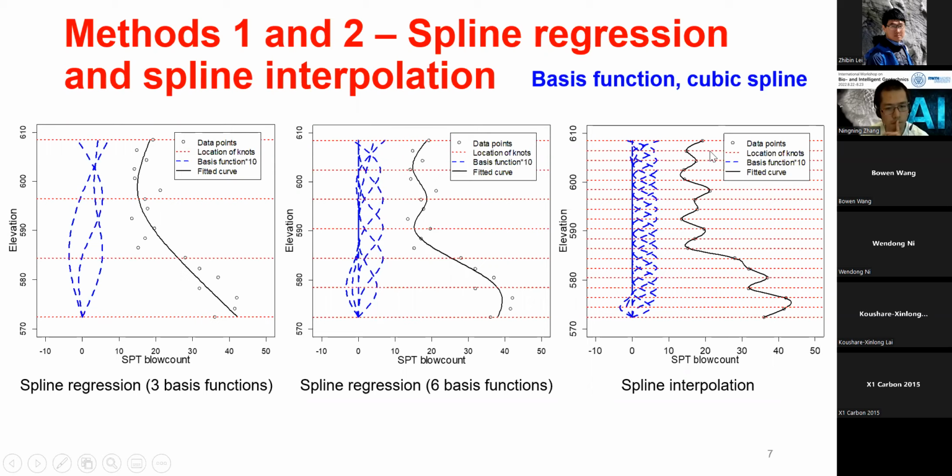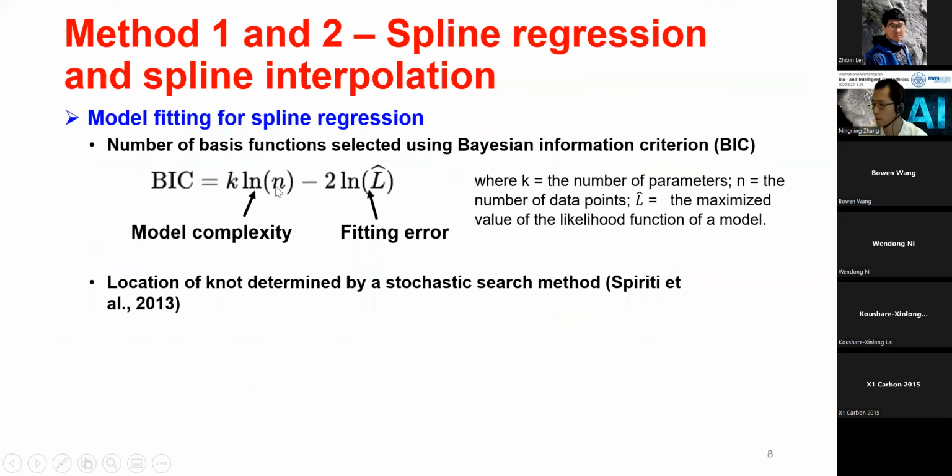And the right hand side one is the fit curve running across all the data points. So this is the spline interpolation. So the natural question for the spline regression is how to select the number of basis functions and also the location of knots.